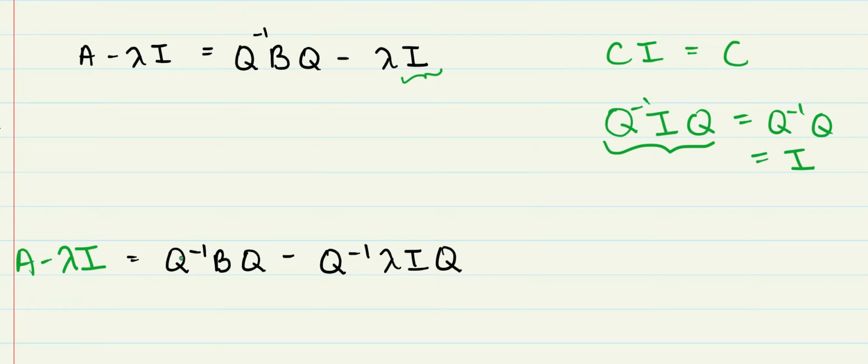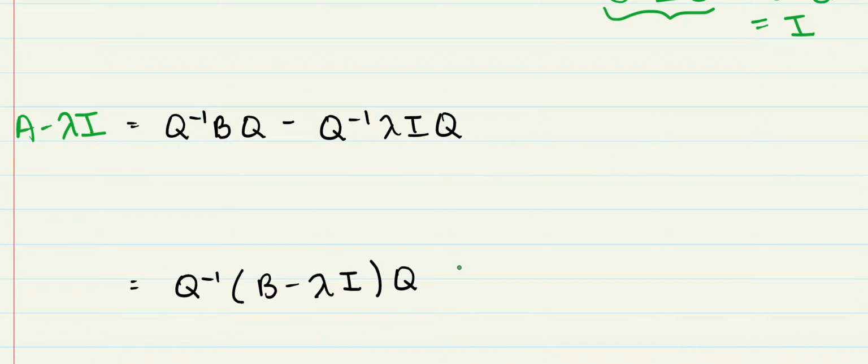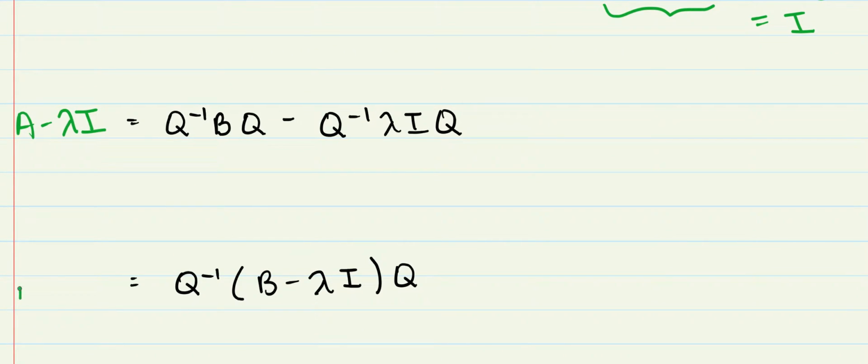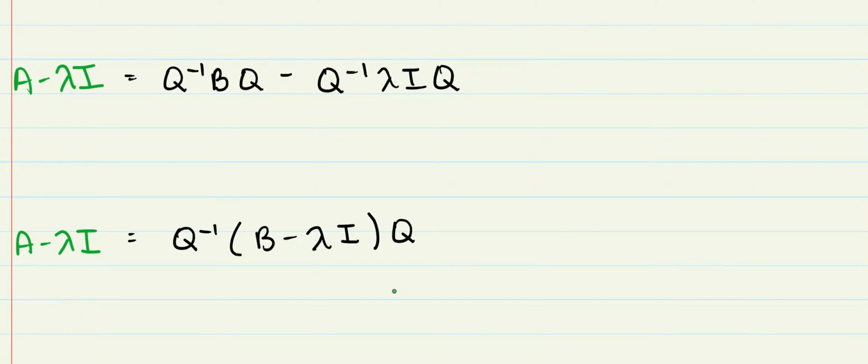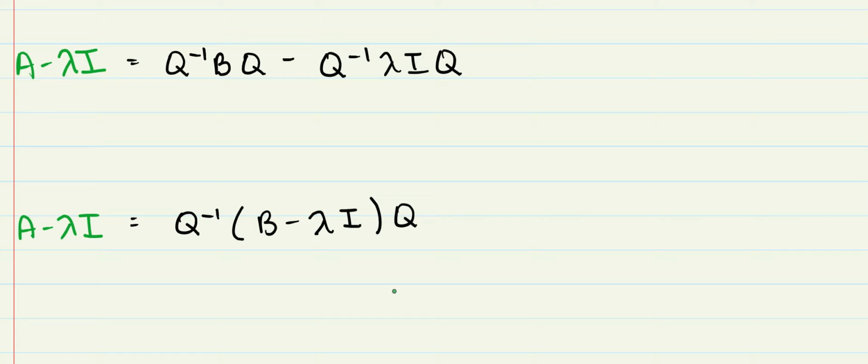The next thing I want to do is factor out this Q inverse from the front and this Q inverse from the back. So you can see that A minus lambda I is equal to Q inverse times B minus lambda I times Q. Well, to find the eigenvalues of A, I take the determinant of this matrix. But since these matrices are equal, I can take the determinant of this matrix.